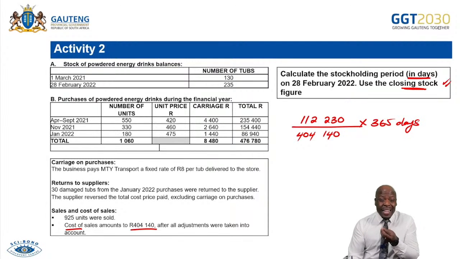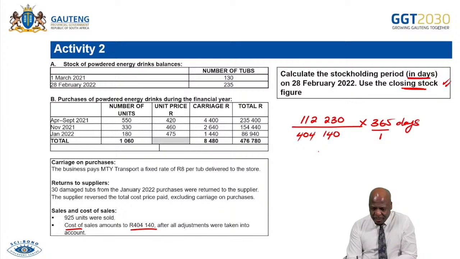If the examiner wanted me to express this in weeks, then I would have multiplied by what? 52 weeks. In months, 12 months. But here they wanted days. 365 over 1. Calculators, please. How much do you get? You will get 101.4 days.